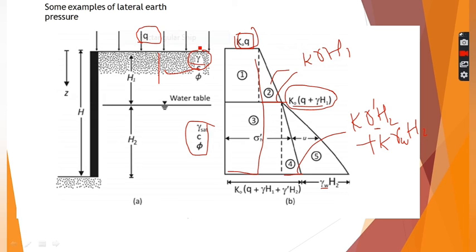Here we have divided this particular diagram into 5 components. This is a rectangle, this is a triangle, this is a rectangle, triangle and another triangle. So we will calculate P1, P2, P3, P4, P5 and get the desired value of resultant P.